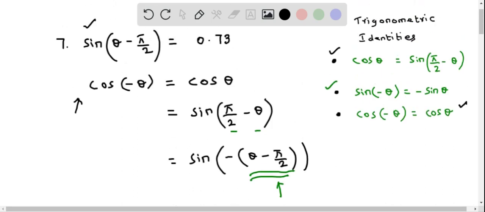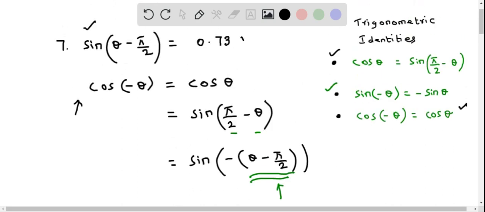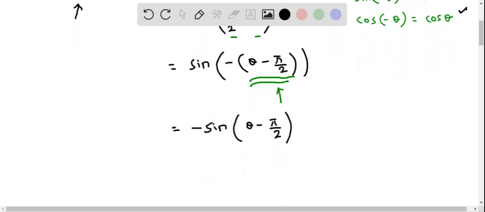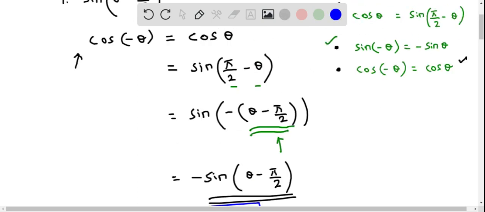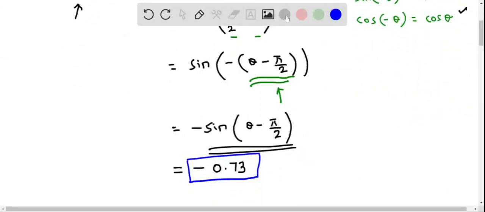Now we go back to the question and see that we are already given this value, that is sine of theta minus pi by 2 is given as 0.73. So this equals negative of, I replace this quantity as given in the question, 0.73. So we see that the value of cosine of negative theta equals negative 0.73.